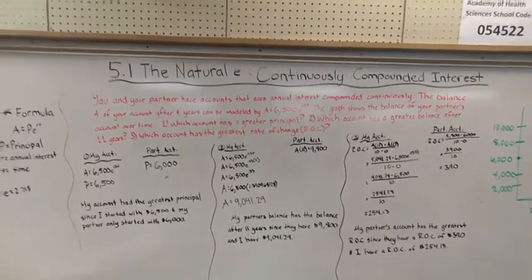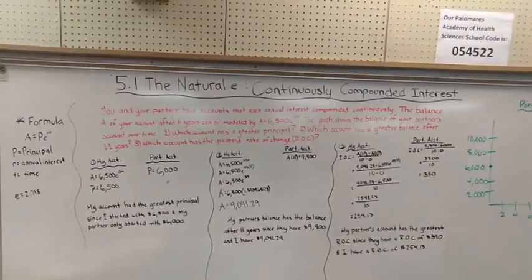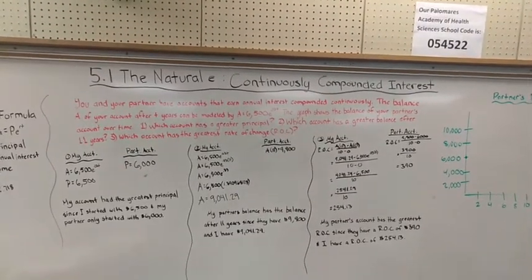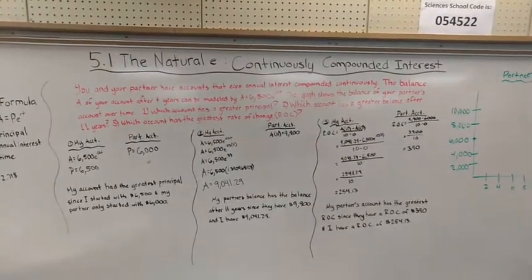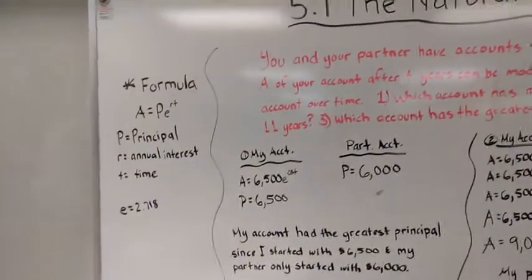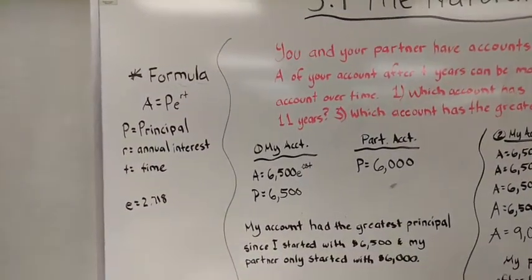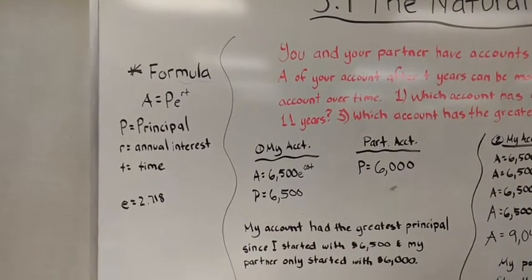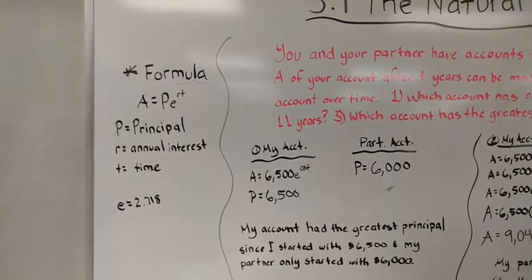Teach you about the continuously compounded interest from lesson 5.1, the natural E. So I'm going to show you a scenario, but before we begin, I'd like to show you the formula used in this lesson. The formula used is A equals P E to the power of R times T. The P stands for the principal, the R stands for the annual interest, and the T stands for the time.